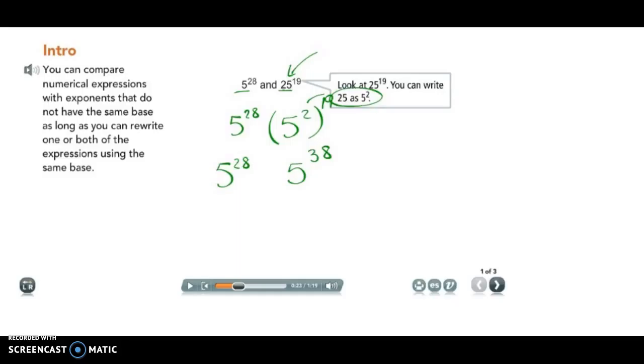Well, now it's really easy to see that that is going to be larger because we have the same base, so now we're just comparing the exponents of 28 and 38, and of course the 38 is larger.